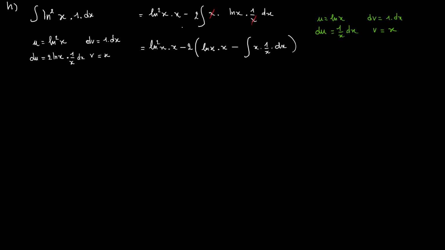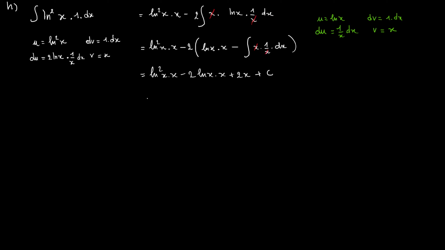Okay, great. So let's solve this. And what do we get? It's ln squared of x times x minus 2 times ln x times x plus 2 times, and well, what do we end up with here? We just end up with taking the integral of 1, which we all know is x. So minus 2 times minus x becomes plus 2x plus c. Of course, you can simplify this a little bit by bringing out, for example, x, but you can leave it like this as well.